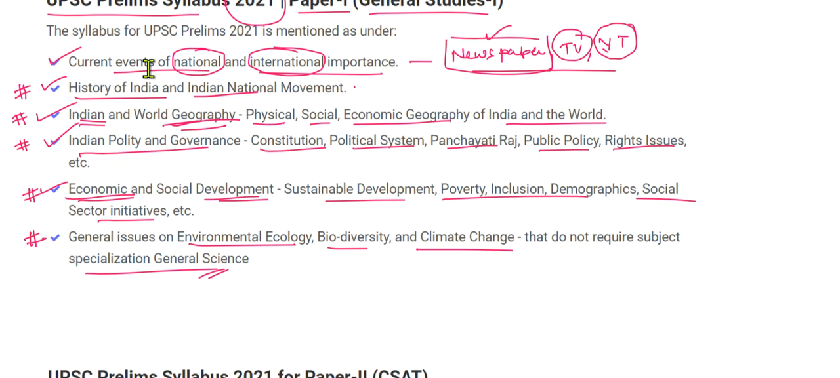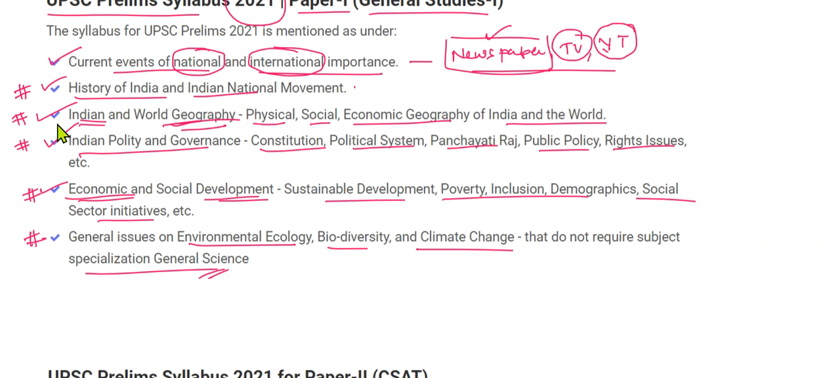Then history of India and the Indian national movement. Why should we study this? Because when you rule a particular town or panchayat or district or even a state or country, you should know about the people who are ruled, is it not? You should know the culture, history, and even the geographical background, all these things. That is why we need to study the history of India and the Indian national movement.